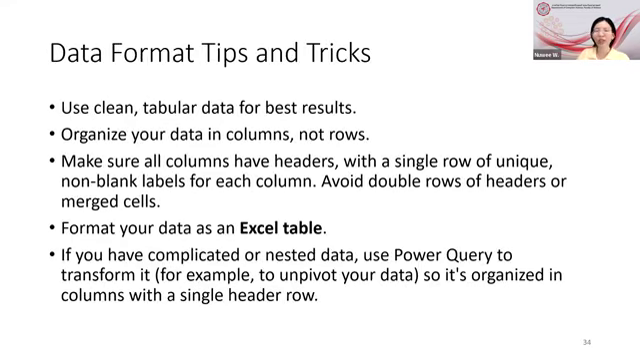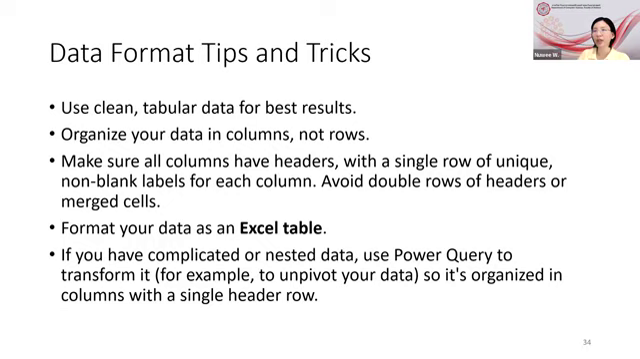So tips and tricks: you need to come with clean tabular data for best results, because you need column headers. You need to organize your attributes as columns and transactions as rows. And make sure all columns have their single row, just like what we talked about last time, well-structured data, right? Format your data as an Excel table. And if you have complicated data, please use Power Query to transform it first before it could be used by pivot tables.